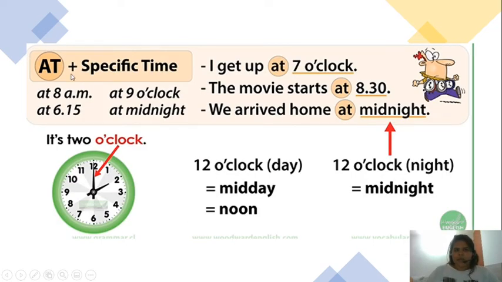When do we use at? We use at to talk about specific time. So, for example, I get up at 7 o'clock. The movie starts at 8:30. We arrive home at midnight. When we talk about when the minutes are here, we say it is o'clock. That is going to be another topic for next class about the time. So don't worry if you don't understand this part.